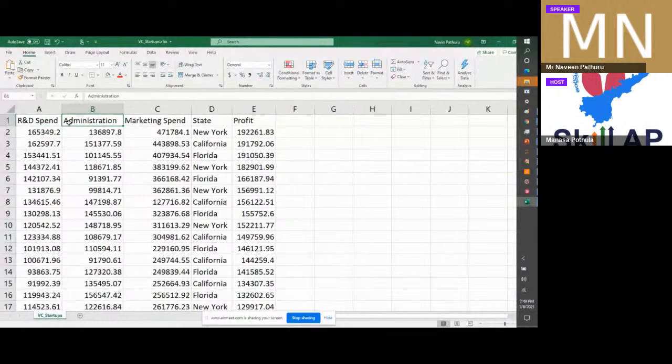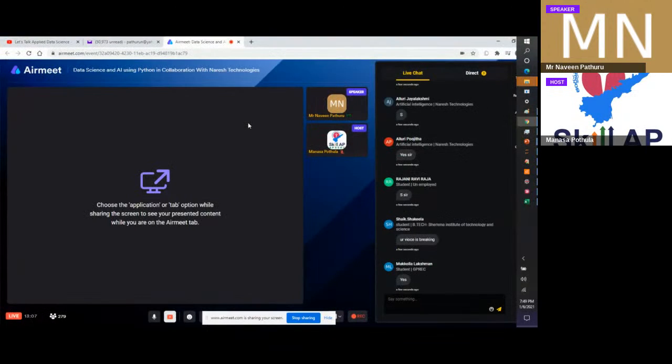Administration is how much you're spending on your chairs, on your infrastructure, and other parts of it. The administrative costs. Marketing spend is how much you're spending on marketing. Then you have state. State is the location of the company. Profit is the profit of the company. Pretty straightforward to understand. These are called the variables. Everybody with me? Quick yes, please.